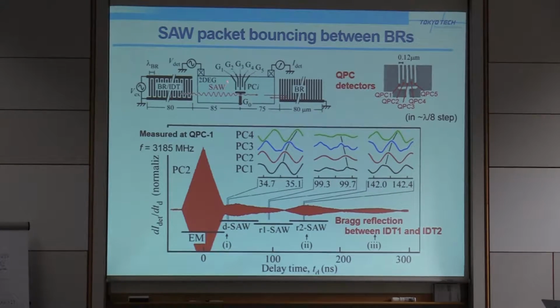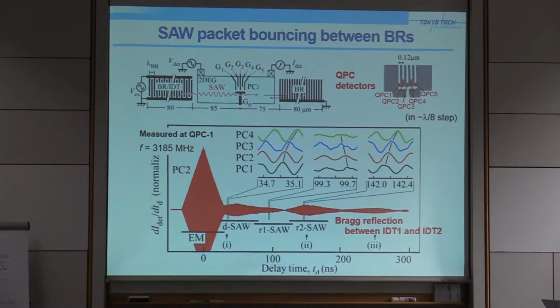So you can do the same thing for various quantum point contacts. You can see the phase evolution from QPC 1, 2, 3, 4. This clearly indicates that the surface acoustic wave is coming from the left side to the right side. So it is just traveling from left to right.